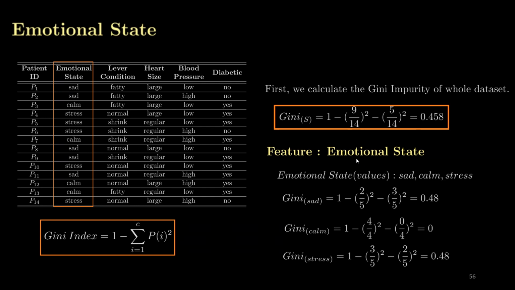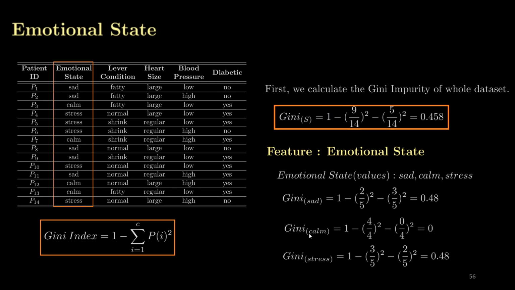Now it's time to find the Gini impurity of all the values present in the emotional state. So we start with sad. If we see, sad appears 5 times: 1, 2, 3, 4, and 5. Out of these 5 times, it appears 2 times with yes. So here it appears with yes, and here with yes, and 3 times it appears with the label no. So this is the probability of sad with label yes, and this is the probability with label no. Square the probabilities and subtract from 1 in order to use this equation. So this is the Gini index of sad.